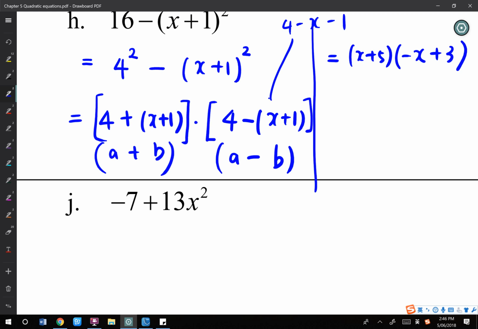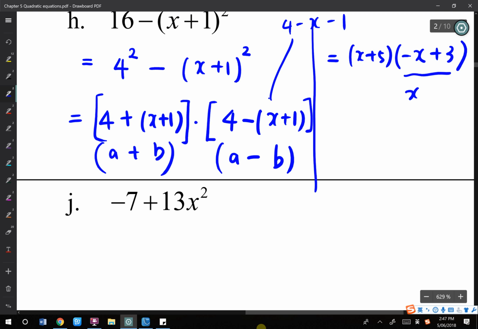Sorry, what is it? I changed it to x minus 3. Change that to x minus 3. They are not the same thing. 3 minus x is equivalent to that, but x minus 3 is not equivalent. That's not right. But 3 minus x is fine.